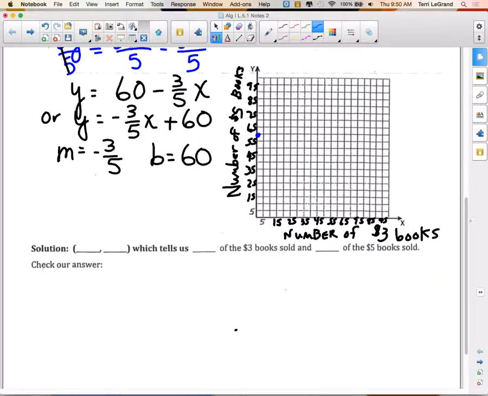If we go 5 grid lines over, or to the right, how many $3 books are we really going? 25. 5, 10, 15, 20, 25. Is 15 over 25 the same as 3/5? Okay, as long as it's the same thing, it's just another name for it, we can do that. So we're going to go down 3 grid lines, and we're going to go over 5. And just keep doing it until we meet the x-axis.